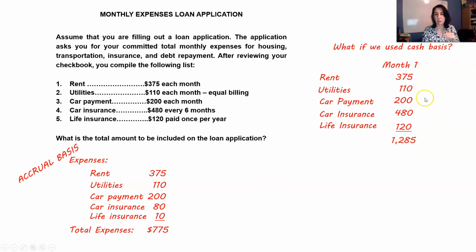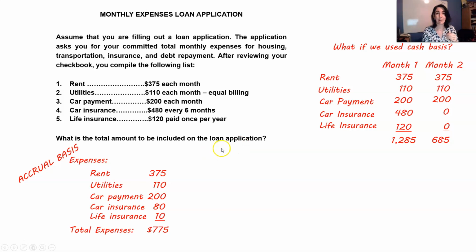Let's look at month 2 before we discuss it. We have rent, utilities, car payment, no car insurance, no life insurance because we paid them already. So it would look like our expenses were $685. That's not great. You look like you have big expenses, then low expenses. That's no way to run a business, no way to look at your financials with these big highs and big lows. And that's certainly not what the bank wants to see.